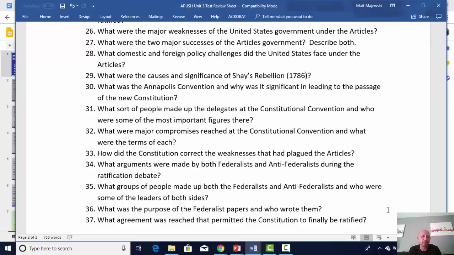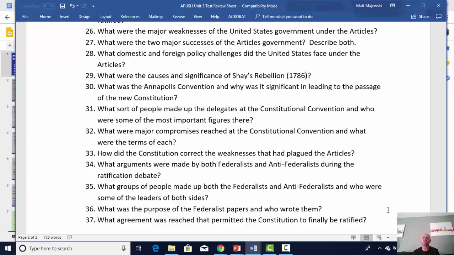36, what was the purpose of the Federalist Papers? Who wrote them? Federalist Papers were written by Hamilton and Madison. The goal of them was to convince people to support the new Constitution. It gave arguments why the Constitution needed to be ratified. It criticized Anti-Federalist arguments. And it was an important tool to get some of the states to agree to ratify the Constitution.